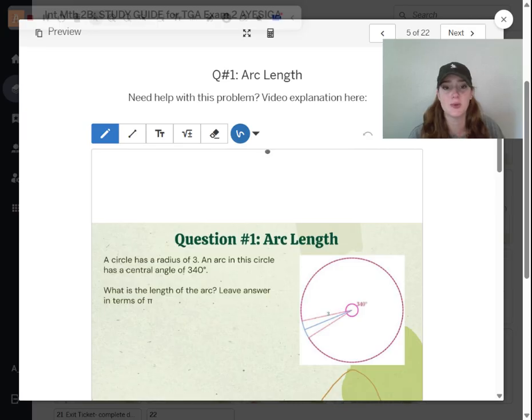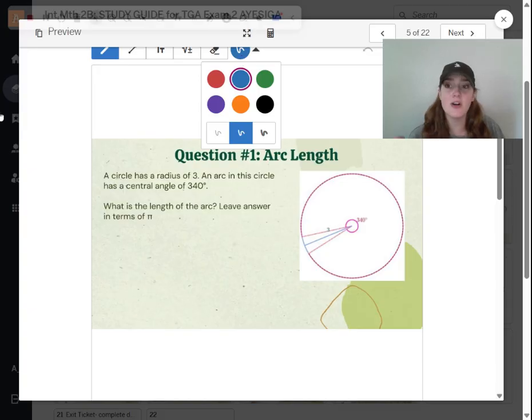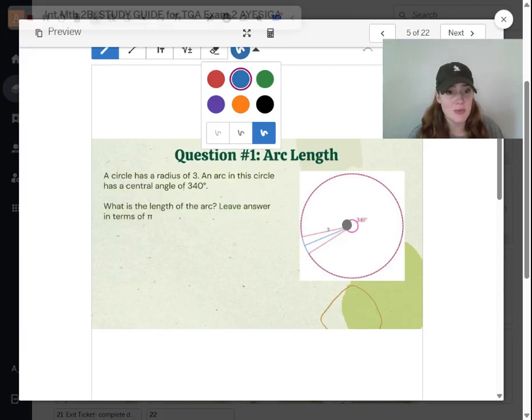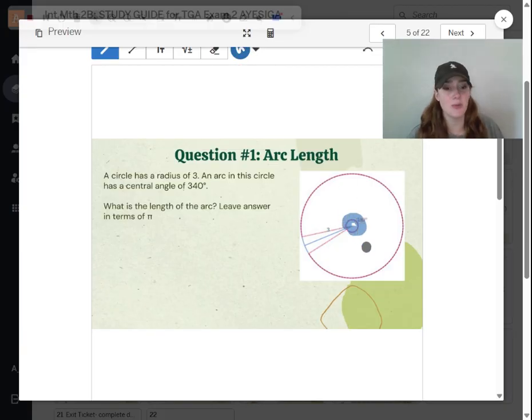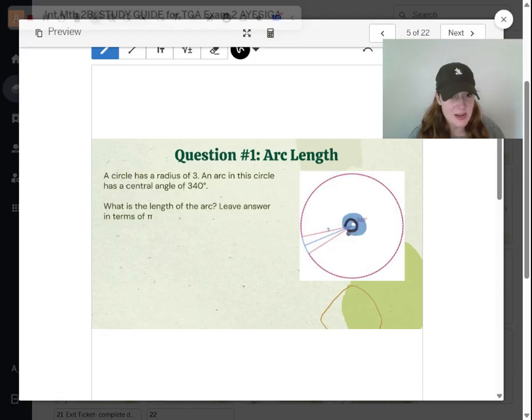Okay, so going back to question number 1, talking about arc length. We're trying to find the length of this arc for this circle. So I'm going to highlight. They have the central angle as 340 degrees. I know this picture looks kind of weird, but remember, a full circle rotation is 360, so 340 is almost the entire circle. So let me just draw that out here too. It had that arrow there too, that little circle. We're going this way, all the way around. All of this is what we're looking at for 340 degrees.